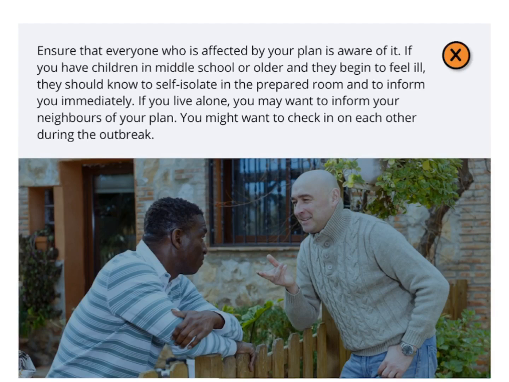Ensure that everyone who is affected by your plan is aware of it. If you have children in middle school or older and they begin to feel ill, they should know to self-isolate in the prepared room and to inform you immediately. If you live alone, you may want to inform your neighbors of your plan. You might want to check in on each other during the outbreak.